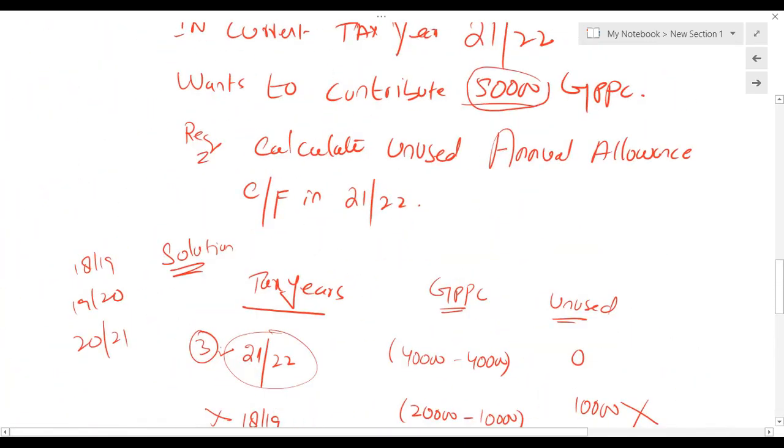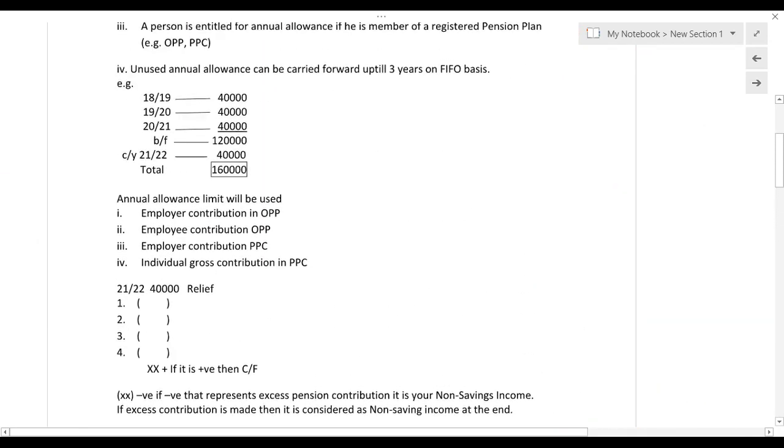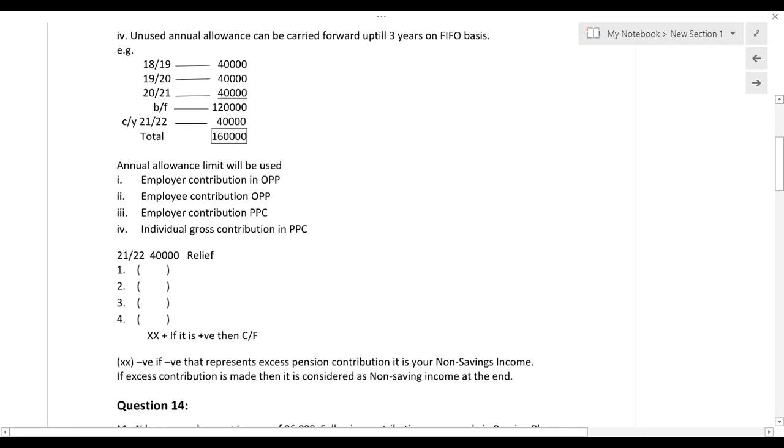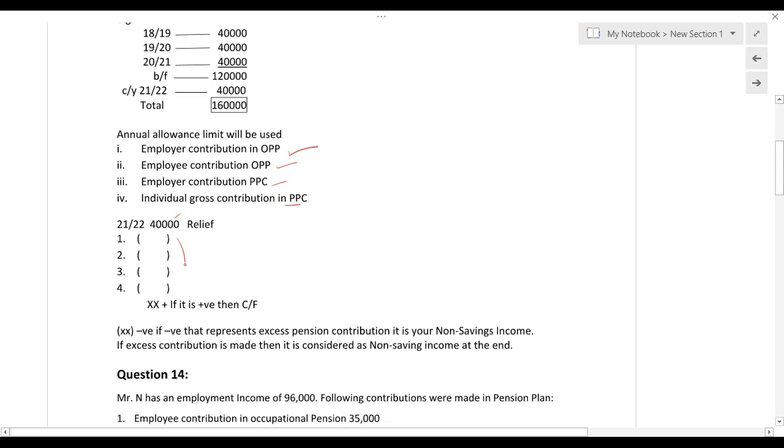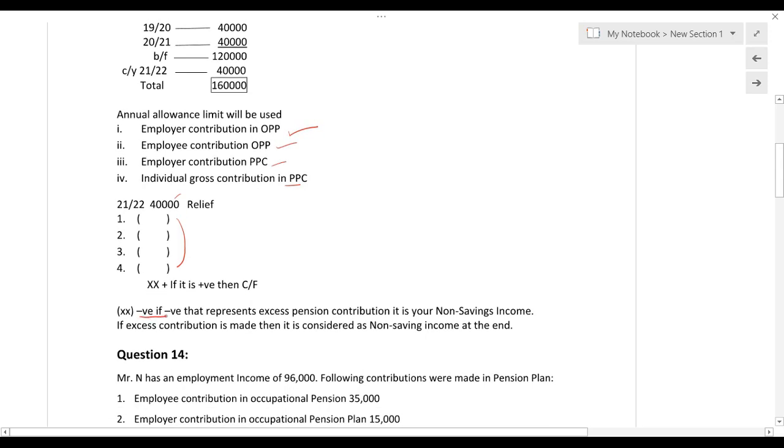Look at this. It's here. Annual allowance limit will be used if employer is contributing in OPPC for you, occupational pension plan, if employee is contributing in OPPC, employer contribution in PPC, individual gross contribution in PPC. So from this 40,000 we have to deduct all these 4 contributions if we have in the question. If the amount is positive, then we need to carry forward for 3 tax years and use on FIFO basis. If the amount is negative, it is also possible that you have contributed more than the limit.